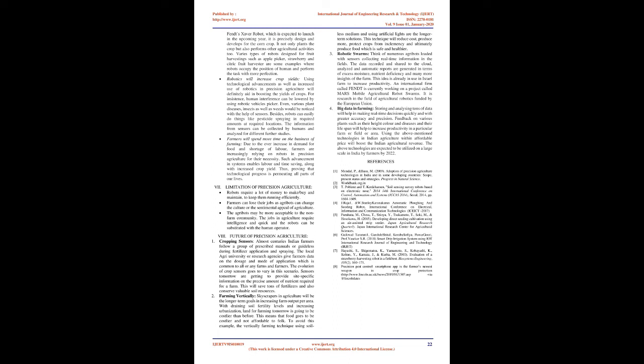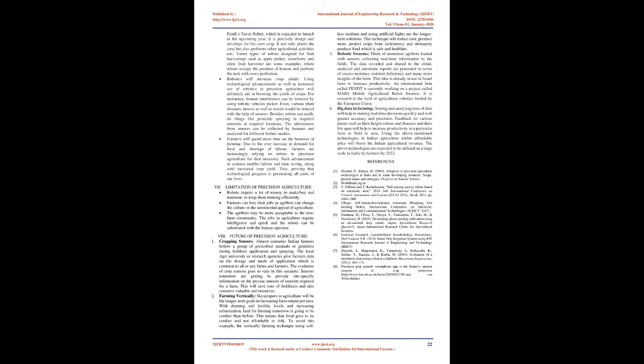8. Future of precision agriculture. 1. Cropping sensors. For almost centuries, Indian farmers have followed a group of prescribed manuals or guide lists during fertilizer application and spraying. The local agri-university or research agencies give farmers data on the dosage and mode of application, which is common to all farms and farmers. The evolution of crop sensors is going to vary this scenario. Sensors tomorrow are going to provide site-specific information on the precise amount of nutrient required for a farm. This will save tons of fertilizers and also conserve valuable soil resources.